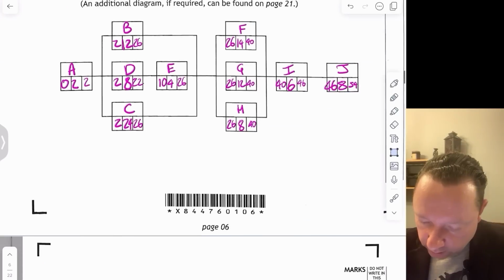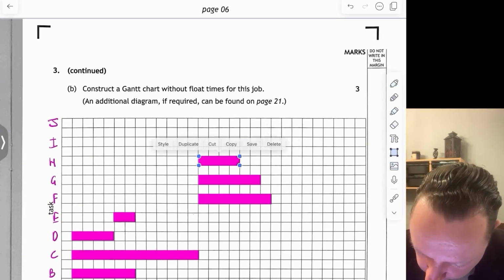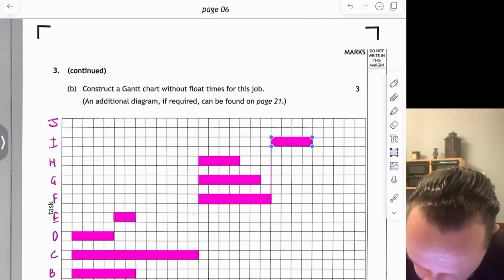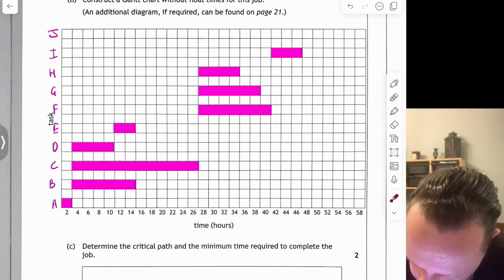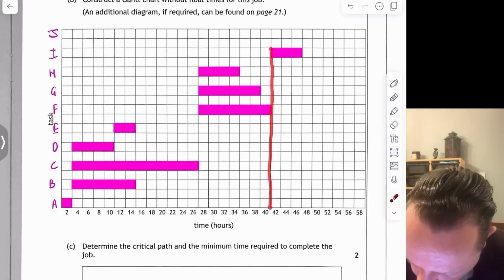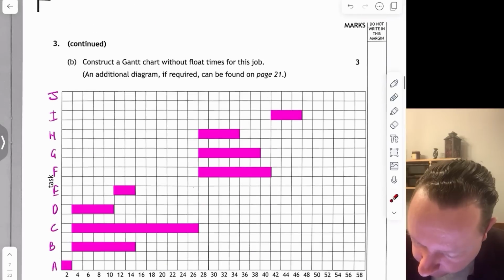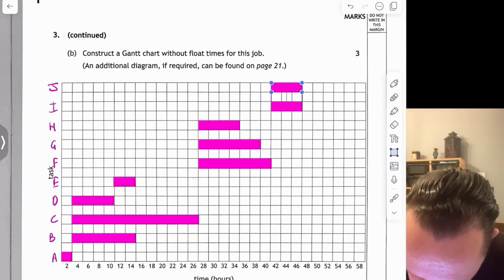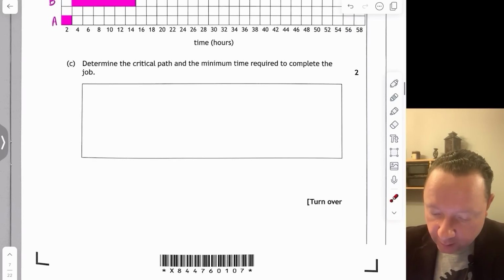And our last two, I starts at 40 and takes 6. That should be it, but let's just double check. Yep, after 40 and takes 2, 4, 6. And then we've got J, 46 and 8. And there you are.